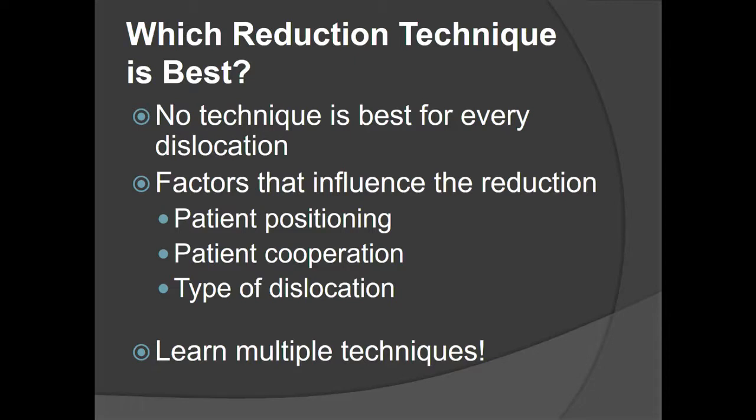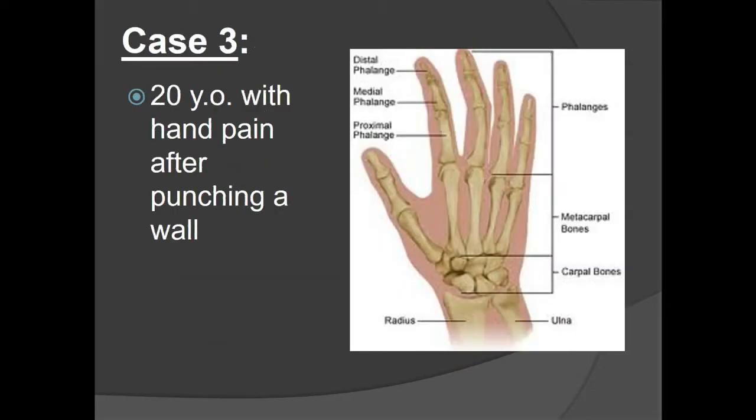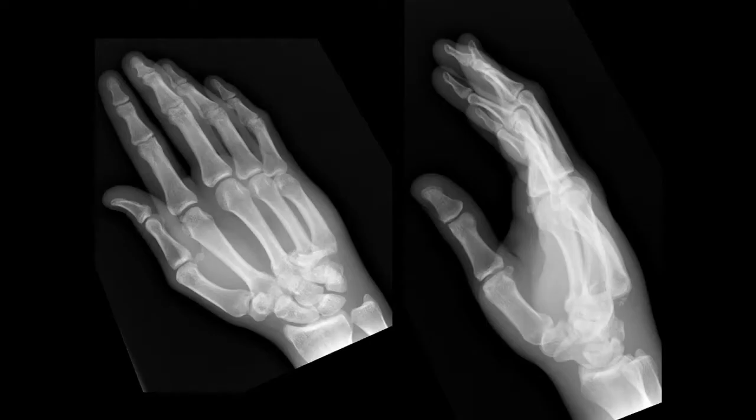Let's talk about a hand case. Okay, 20-year-old comes with hand pain after punching a wall, right? We've all had those great boxer's fractures. So here's your x-ray. So you see the metacarpal fracture, dislocation. You say, okay, what are my anesthesia options? What am I going to do for this guy?